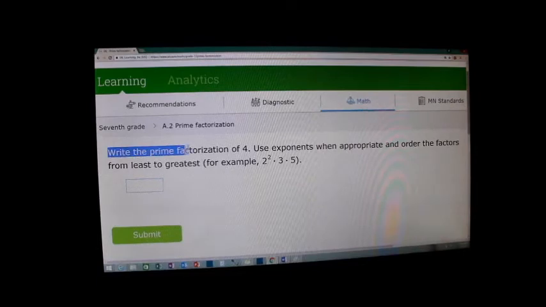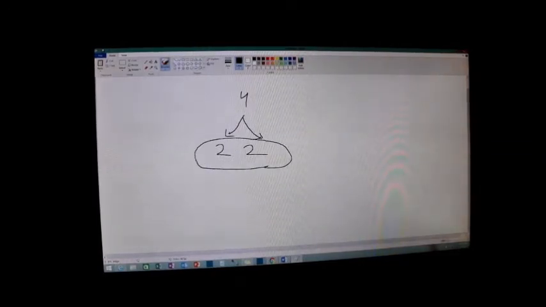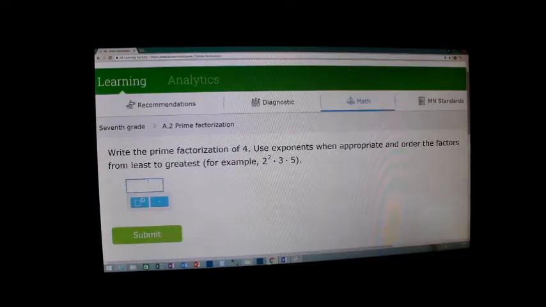Write the prime factorization of 4. The number is 4. What two numbers can be multiplied together to equal 4? 2 times 2 equals 4. That's the end of the problem, because 2 is a prime number. So it's just 2 squared, because the base is 2, so I keep it 2, and then there's an exponent up at the top, so I add them, which equals 2, and then I got the answer: 2 squared.